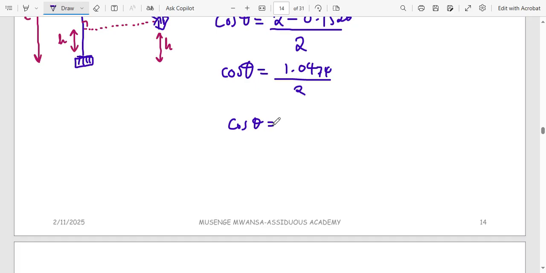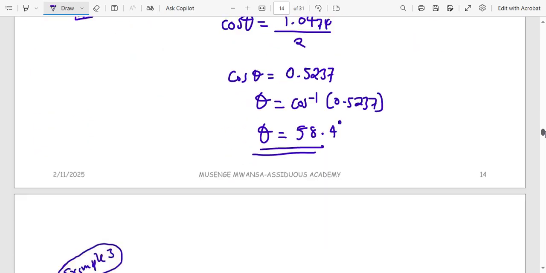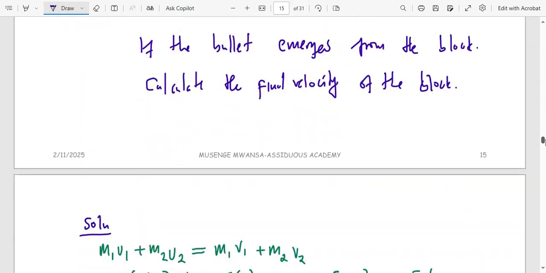And then cos theta is going to be equal to 1.0474 divided by 2, that will be 0.5237. So theta, therefore, for you to find it, will take the cosine inverse of 0.5237, and theta therefore is going to be equal to 58.4 degrees. So that is the angle that this is going to be able to make. Okay, that is how you calculate that.